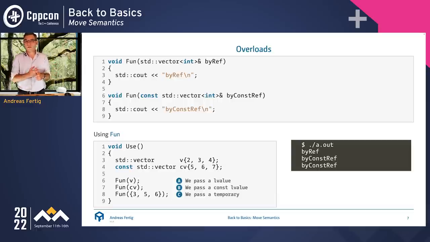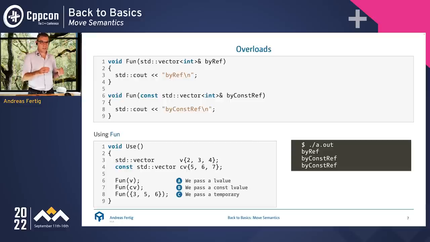So if I now run this program, then I get the following output. The first call to fun in A results in a call of the function by ref. The call in B results in the function by const ref being called. And so does the temporary object in C; that also calls by const ref. We learned that we can catch a temporary either by using a value parameter, so by copy, or catching it with a const reference to extend its lifetime. So no surprises here, right? That's the things we already had in C++98.